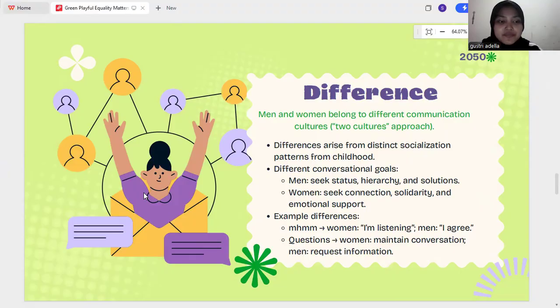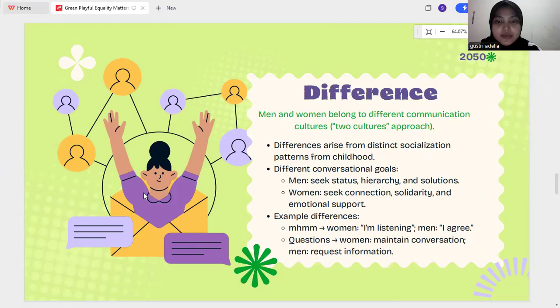The first is differences arise from distinct socialization patterns from childhood, and then the second is different conversational goals. First, men seek status, hierarchy, and solutions. For women, they seek connection, solidarity, and emotional support.